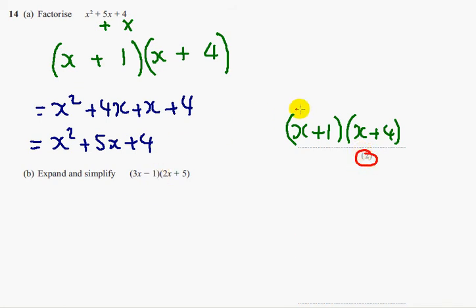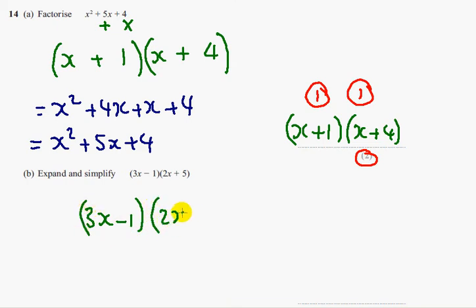Now if you got one factor correct, then you get the first mark. If you've got this and both of them correct, you get the second mark as well. Part B says expand and simplify 3x minus 1 by 2x plus 5. So 3x minus 1 times by 2x plus 5.